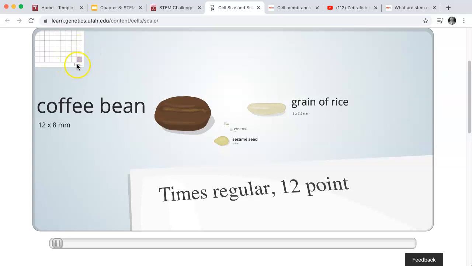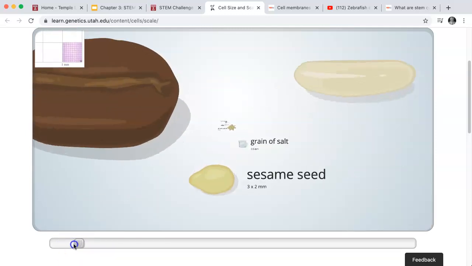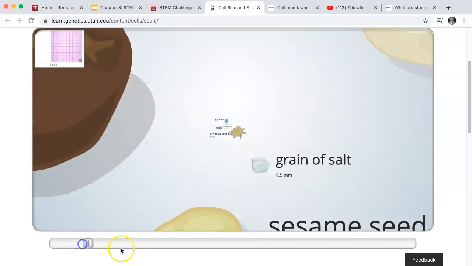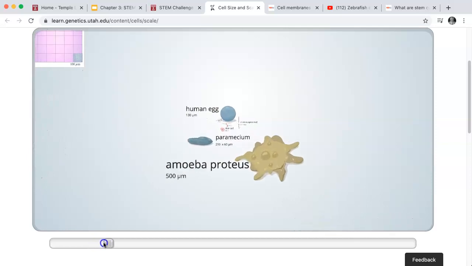Here, up here, it says 1 millimeter. 1 millimeter is the size of a coffee bean, a grain of rice, a sesame seed. But watch what happens as we move the slider down. Notice what happens to the scale over here, and as we zoom in more and more, now we're down to a grain of salt, which they have as about 1/2 of a millimeter. But now when things get even smaller, we can't use millimeters anymore. We have to use what are called microns.